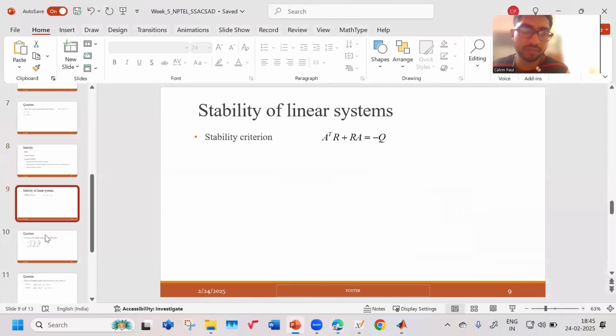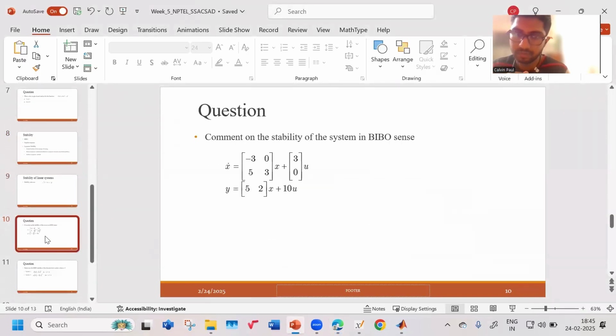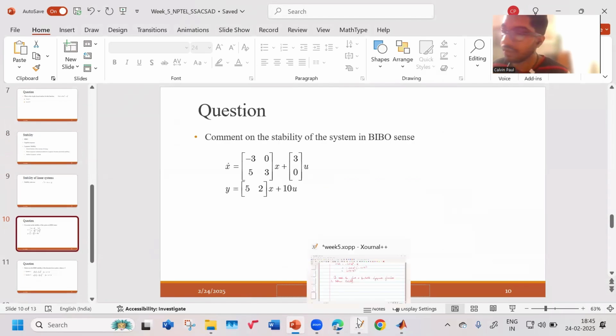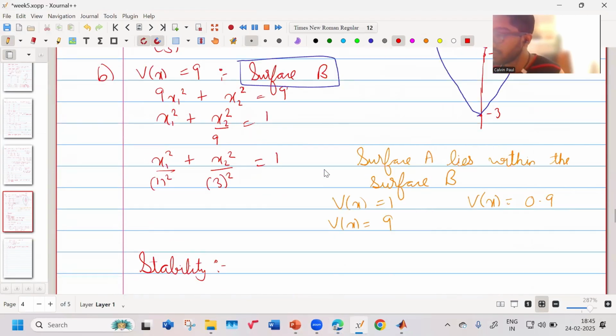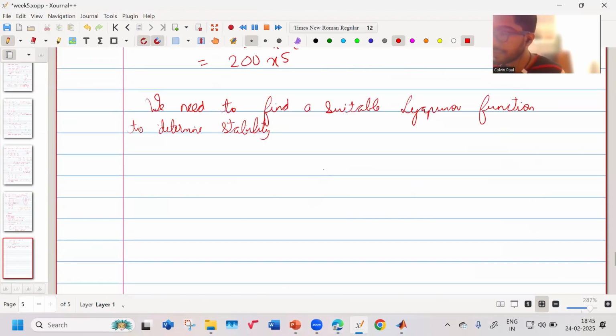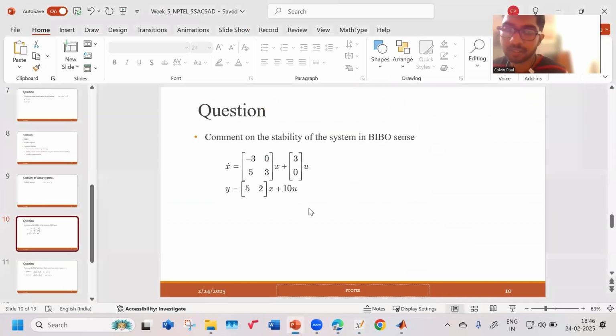Let us see what the stability of the system is in the BIBO sense. Let us consider this is our linear time invariant system. I think this is question 5. What is it given as?